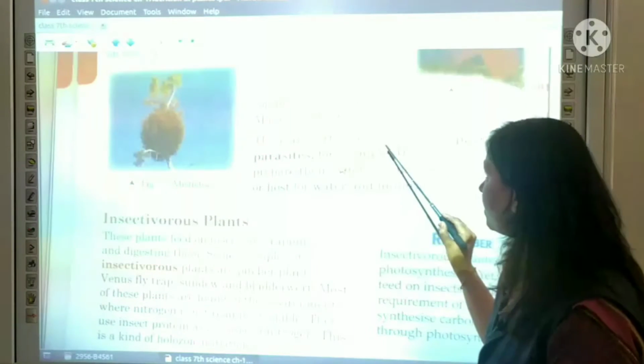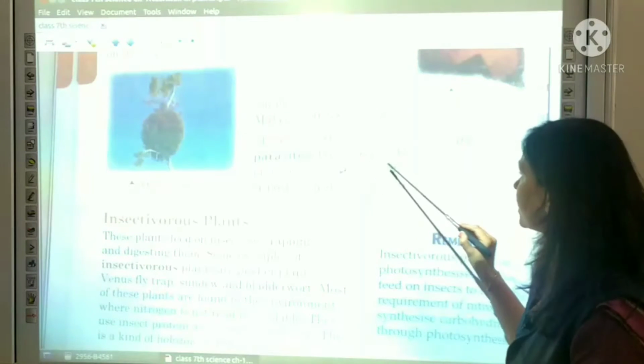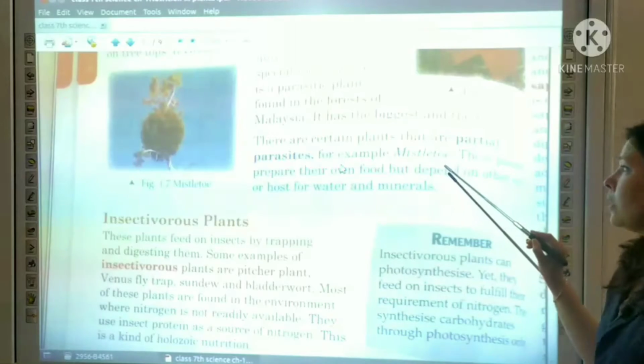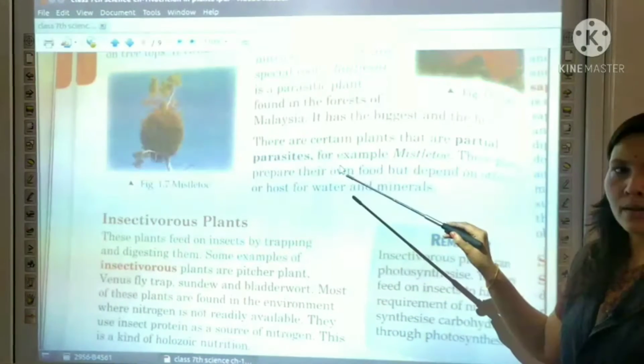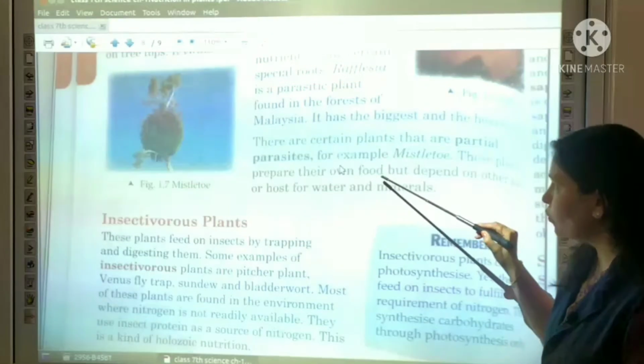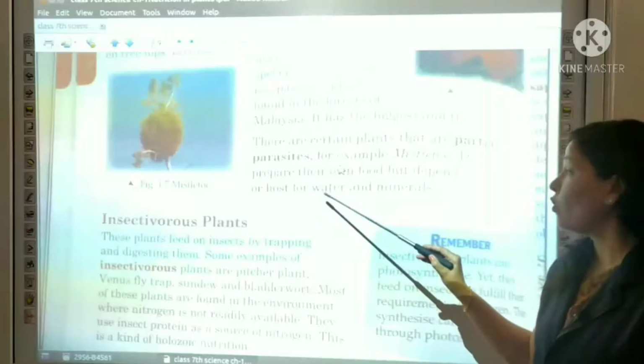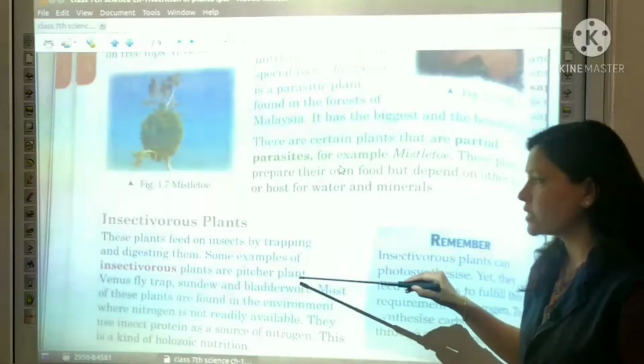There are certain plants that are partial parasites. For example, mistletoe. These plants prepare their own food but depend on other plant or host for water and minerals.